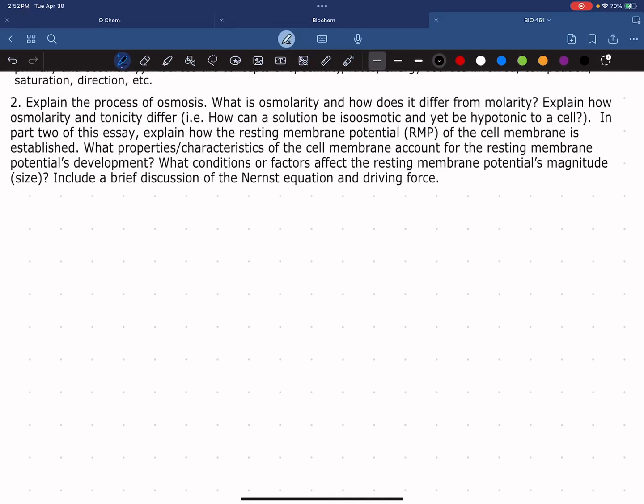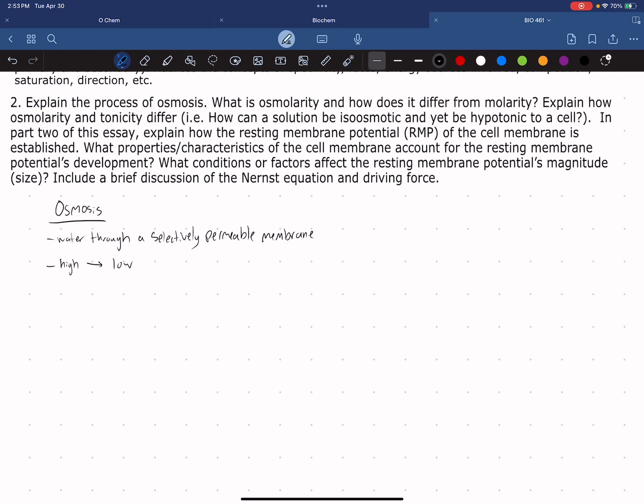All right, so for number 2, this question says to explain the process of osmosis. So osmosis, to define it, it would be the diffusion of water through a selectively permeable membrane. And this diffusion will go from an area of high water potential to low water potential.